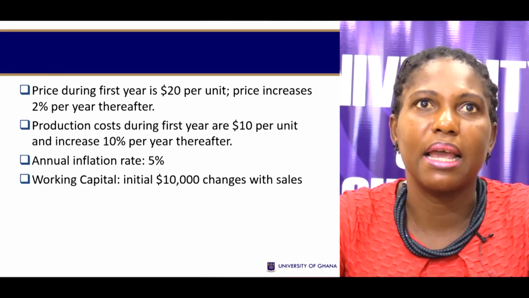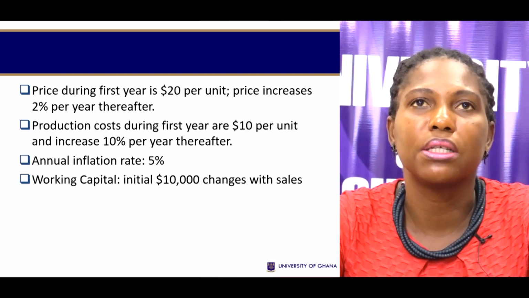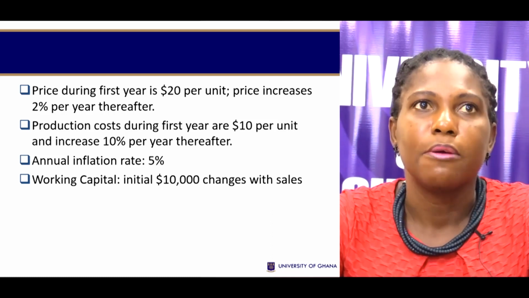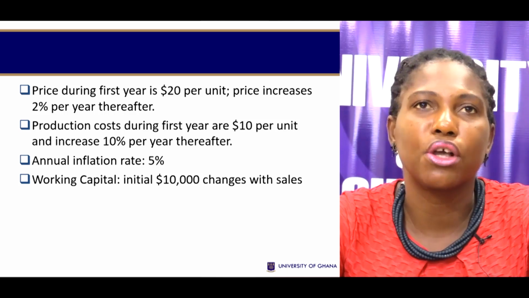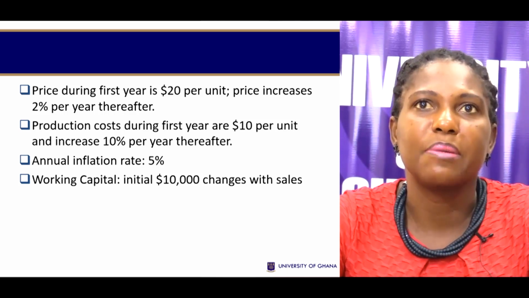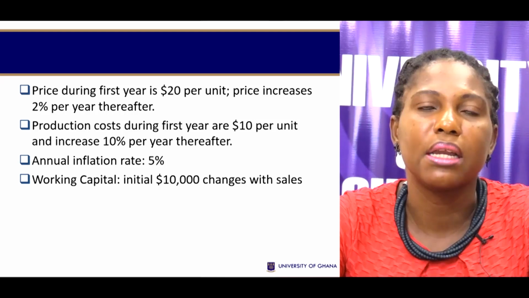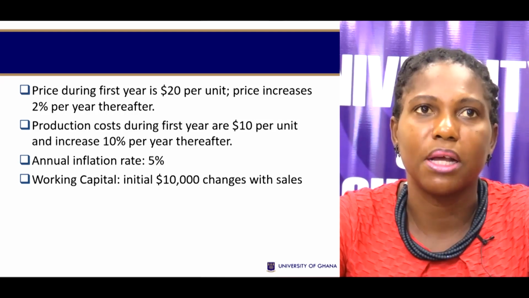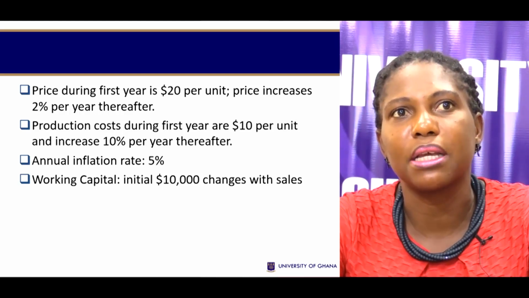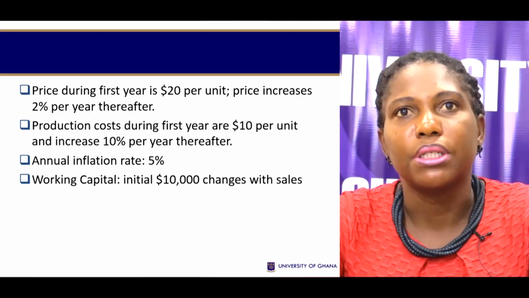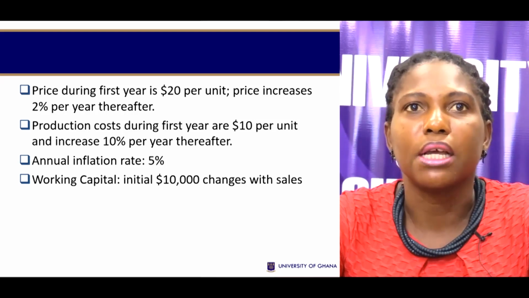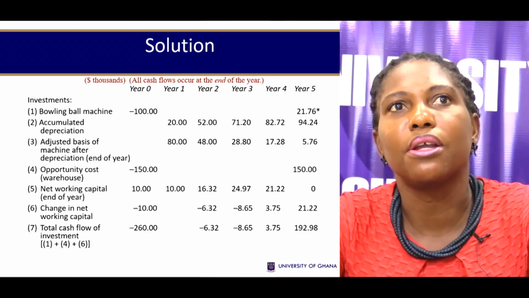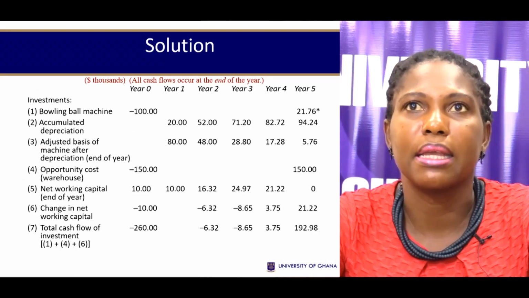Now, in the first year, they believe price is going to be $20 per unit, and the price will be increasing 2% per year after. Production cost during the first year is estimated at $10 per unit and is also estimated to increase at 10% per year thereafter. Inflation rate is 5%. Working capital, which is the initial change due to sales, is 10,000 USD. So based on this, we proceed to incorporate the elements.